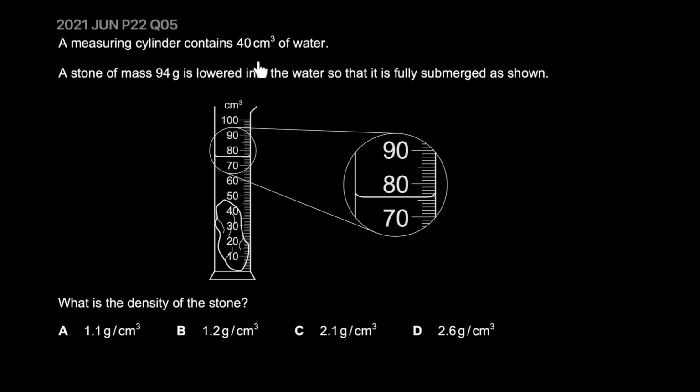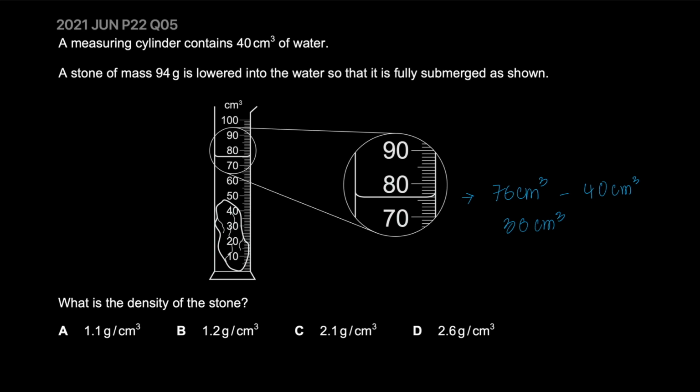A measuring cylinder contains 40 centimeter cubed of water to begin with. A stone of mass 94 grams is lowered into the water so that it is fully submerged as shown. So you dip it, the water level rises exactly by the volume of the stone. So what's the new water level? It looks like it's 76 centimeter cubed. The initial was 40 centimeter cubed. So what's the rise? The rise seems to be 36 centimeter cubed. So that's the volume of the stone.